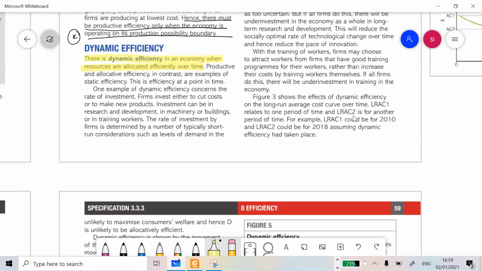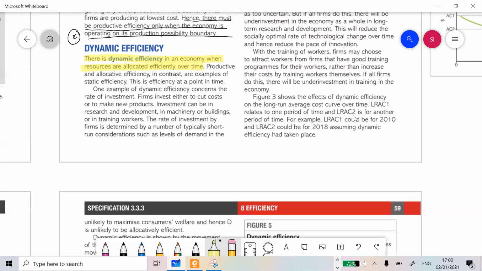Now let's see, what does dynamic efficiency mean? There is dynamic efficiency in an economy when resources are allocated efficiently over time. So what do productive and allocative efficiency talk about? Productive efficiency talks about producing the goods and services at its lowest cost, whereas allocative efficiency talks about how the resources are efficiently used or utilized in order to produce the goods and services that the consumers are demanding.